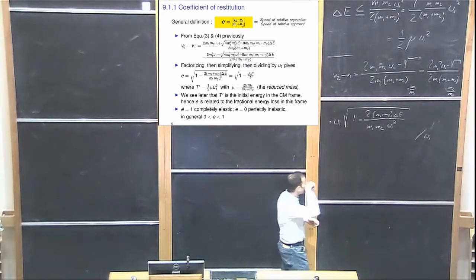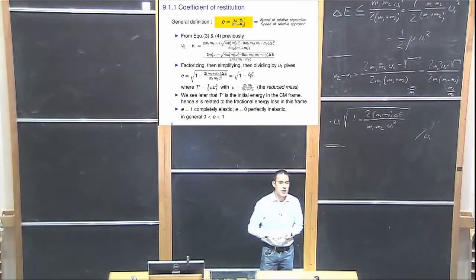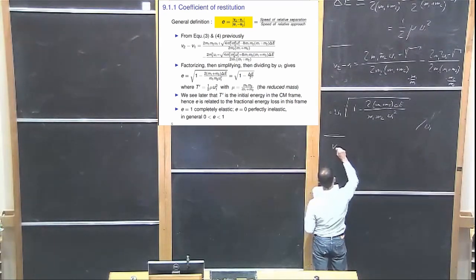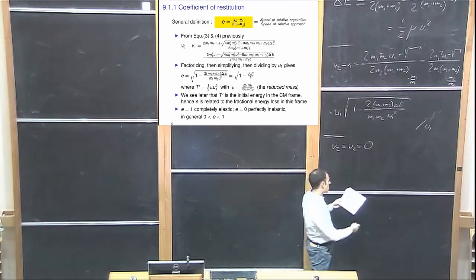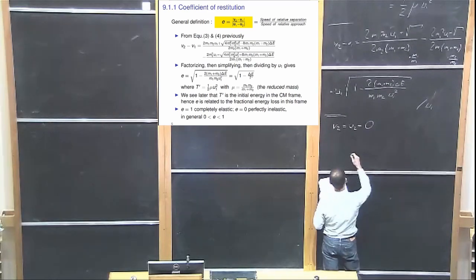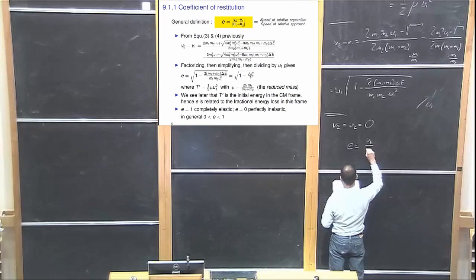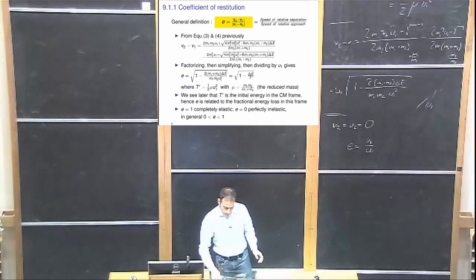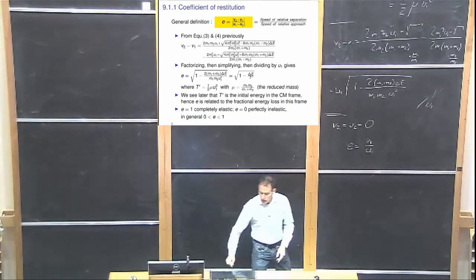Now, there's one special case which I quickly would like to go through. If we hit a stationary target, so if V2 equals U2 equals naught, then the coefficient of restitution E equals V1 over U1. So that's pretty simple. This is velocity after over velocity before.